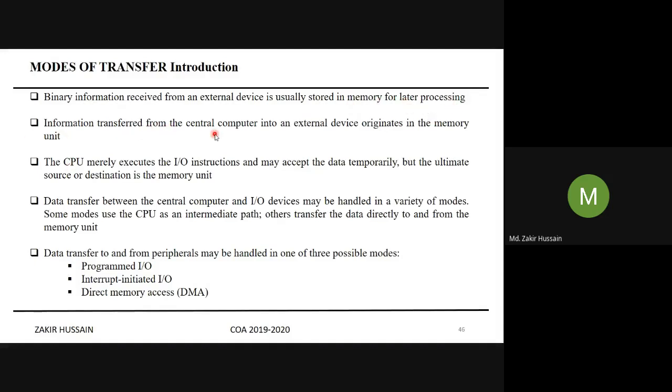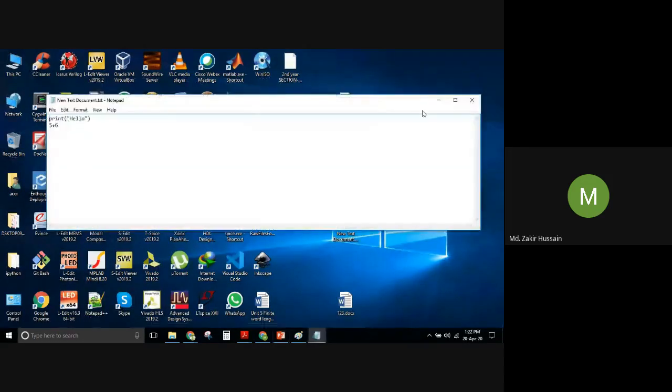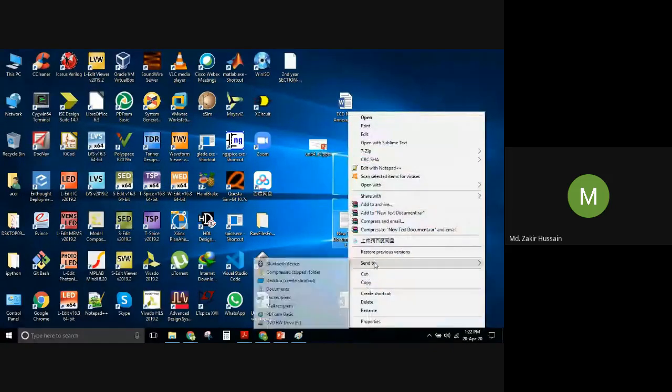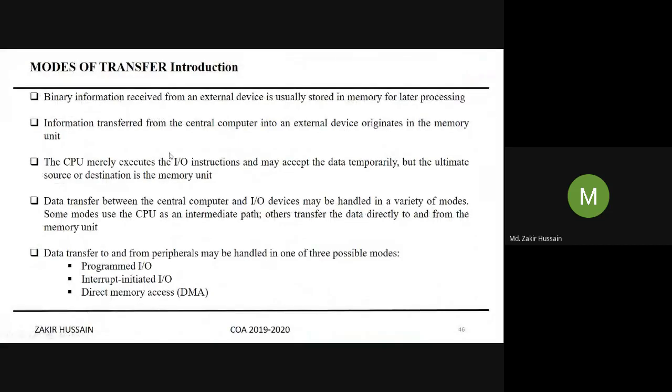So information transferred from the central computer into an external device originates in the memory unit. This is again the same example. Central computer meaning your actual CPU. It can transfer the contents from the memory unit. So suppose I have some pen drive, and I just want to take these contents and send them to my external pen drive. Where are these contents? These contents are inside the memory. So again, information transferred from the central computer into an external device originates in the memory unit.